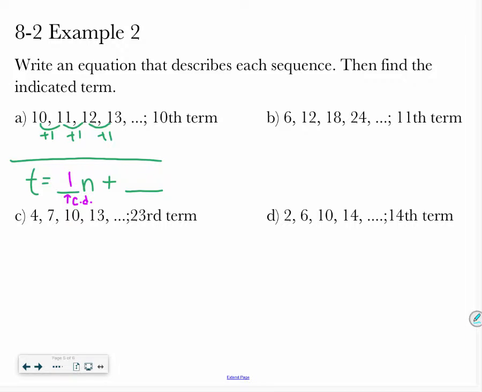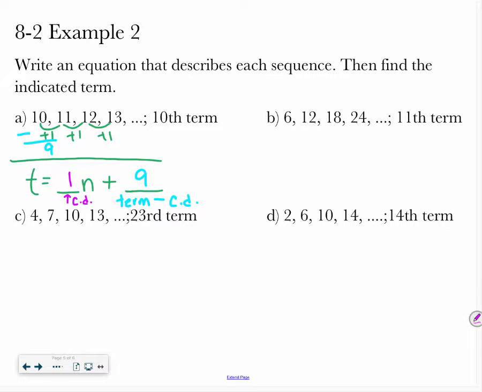And then in order to find what number belongs here, you take the term minus the common difference. So in this case, 10 minus 1 gives me 9. You do this with the very first term in the sequence. Now let's check, does that work?